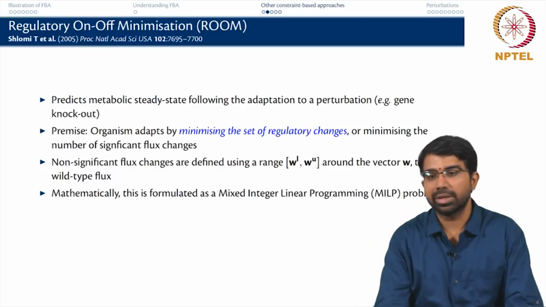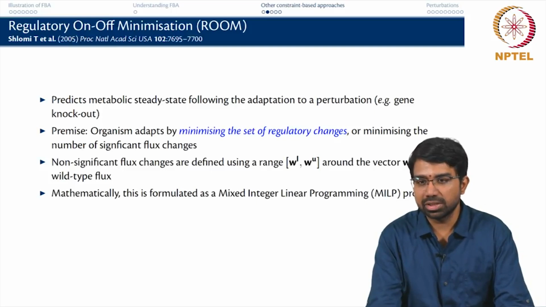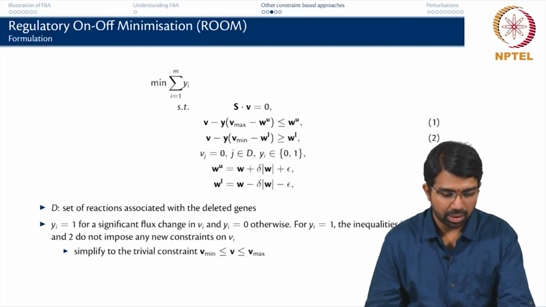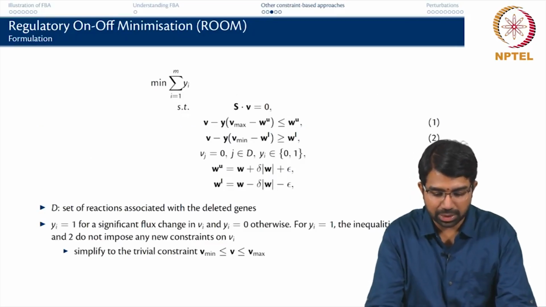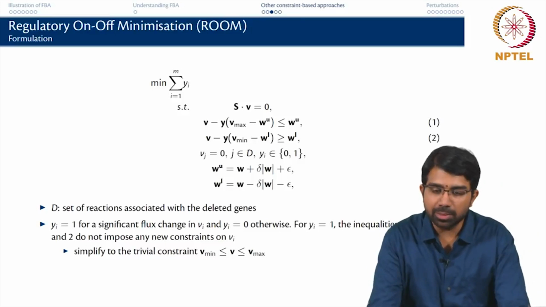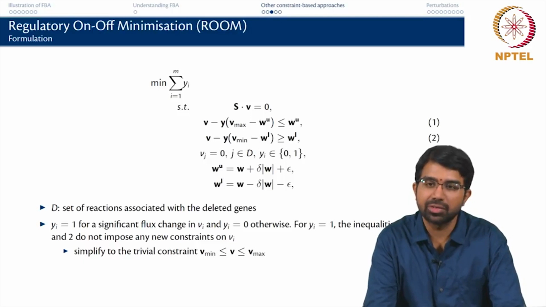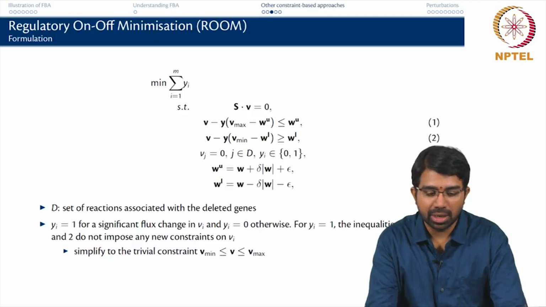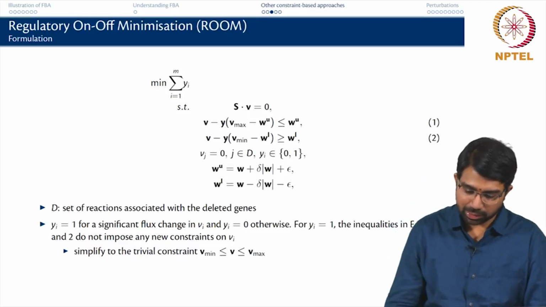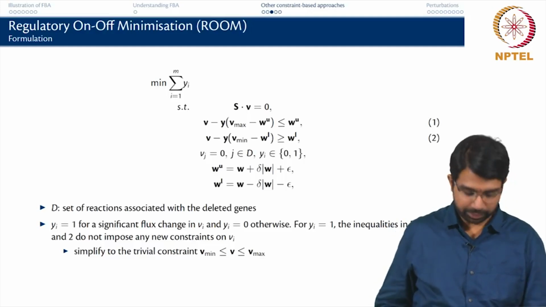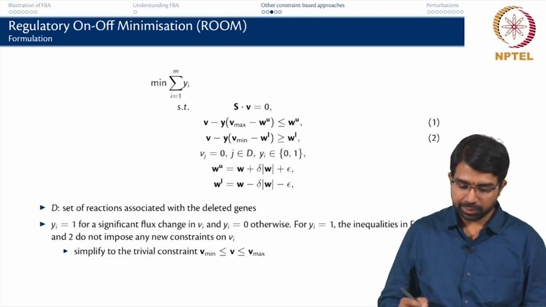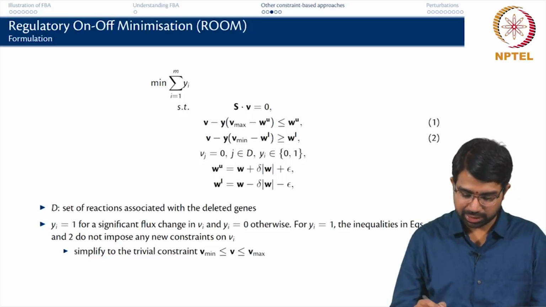Mathematically this becomes an MILP problem, a mixed integer linear programming problem. What is the formulation? The formulation looks like this. So, in this formulation we are trying to minimize the number of significant flux changes, and you proxy that by another variable yi and you are minimizing that. And if you carefully look at equations 1 and 2, it essentially points in that direction.